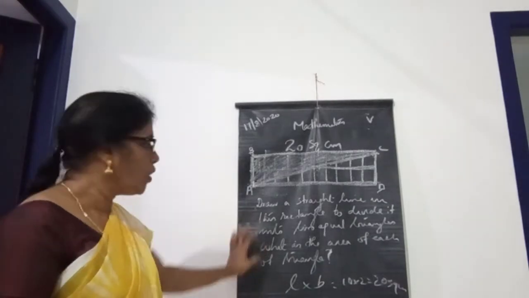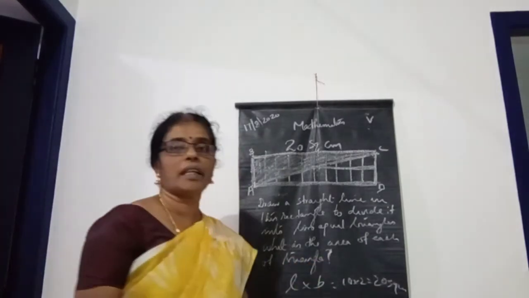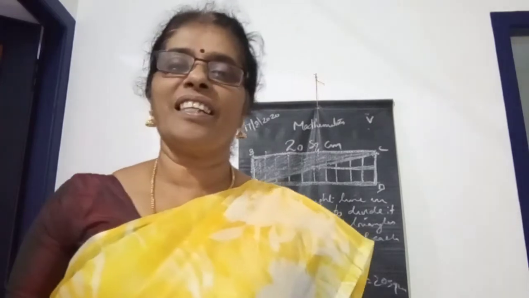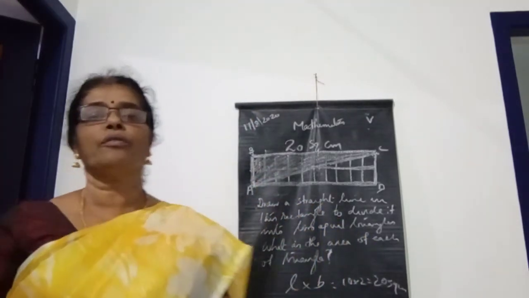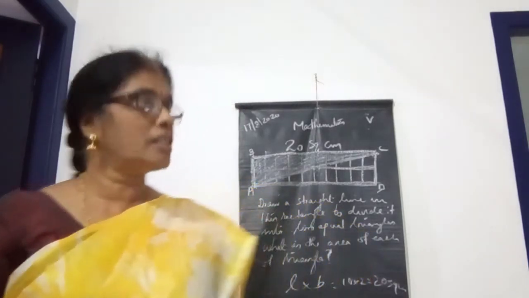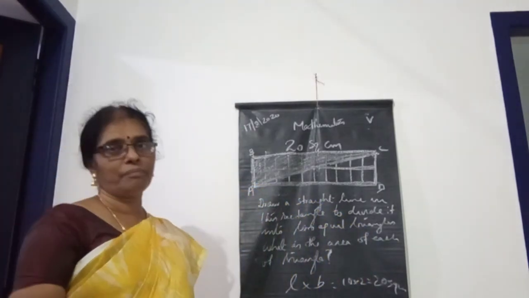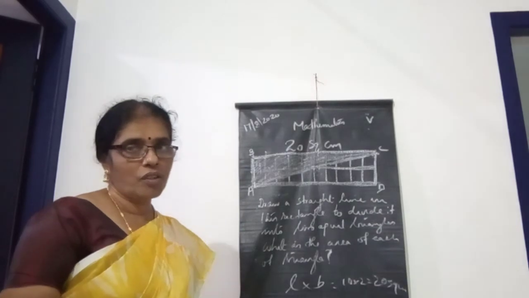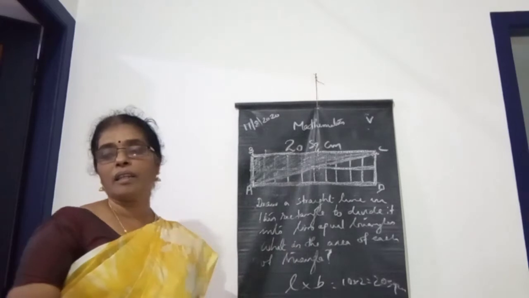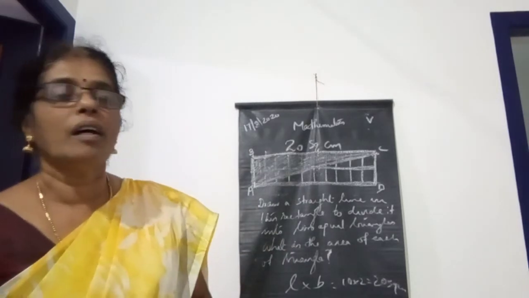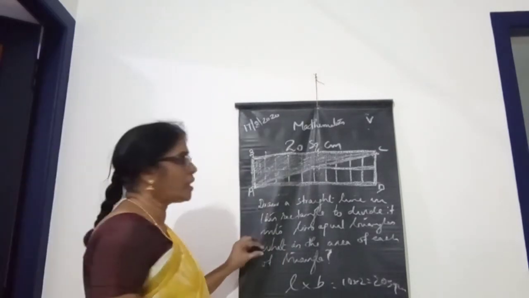The next question: what is the area of each triangle? Then we want to find out the area of each triangle. How do we get that, children? For each triangle, no need to count the complete squares or half of the squares or more than half of the square.